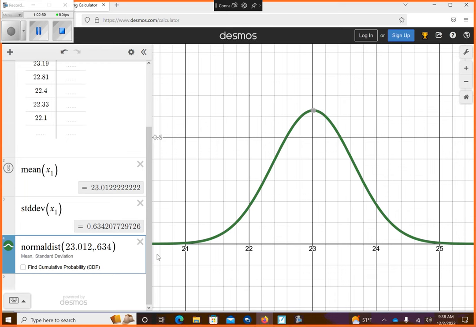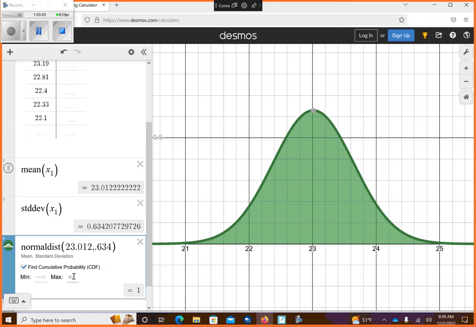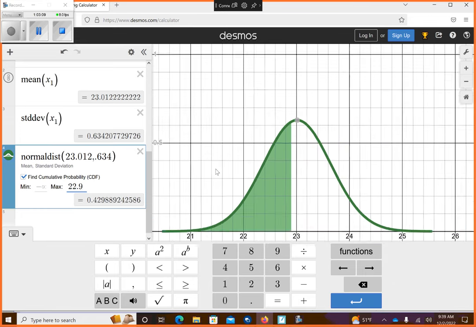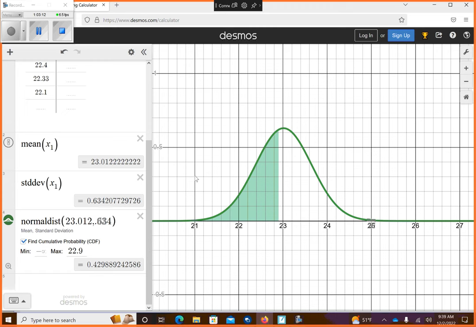All right. So let's say in order for you to know that you are in that top 8 spot, you need to swim a 22.9. So 22.9 or less. Lawson, I'd like to say that you have a 43% chance of swimming that. If you wanted to swim a 22.9 or less, you have a 43% chance of that happening. But that's a chance.